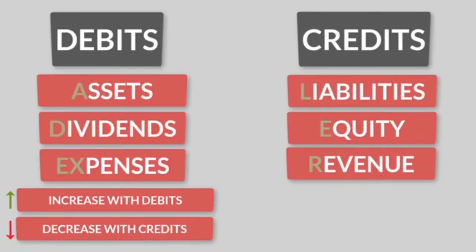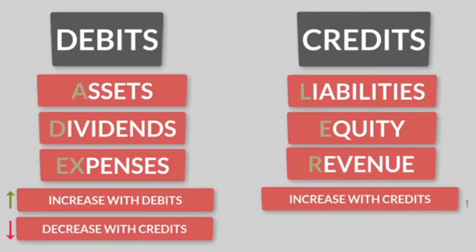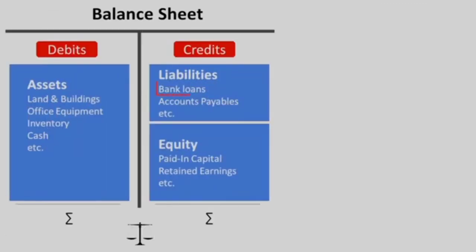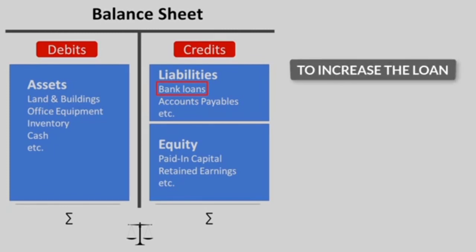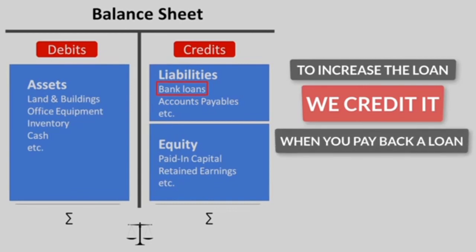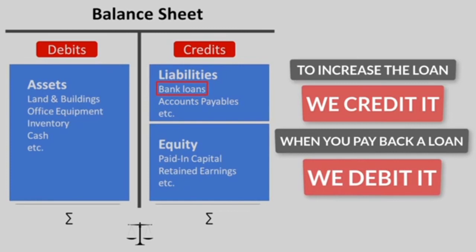LER are credits, the balance of these accounts increases with credits and decreases with debits. Take a loan, for example, which is a liability. When you take out a higher loan, you credit the loan account. When you pay back a loan, what do you do? You debit the loan account, which will reduce its balance. So that's really all there is to it.